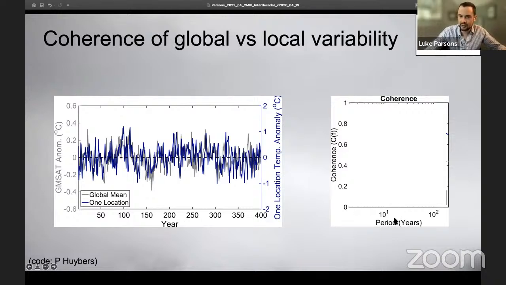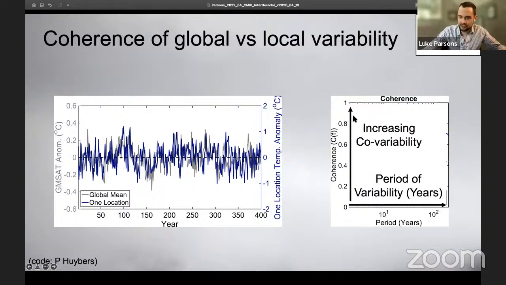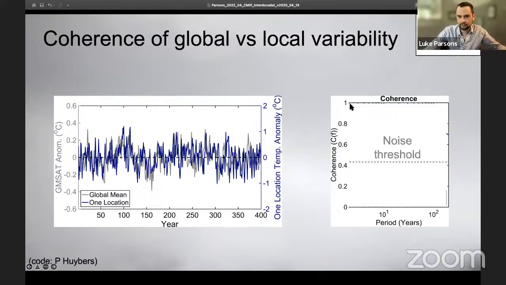So on this axis is not time, it's period or frequency of variability, going from interannual to decadal to centennial. And then on this axis is increasing covariability, from 0, which would be no covariability, all the way up to 1, which would be perfectly covarying at that time scale. Also, this can be a noisy calculation.